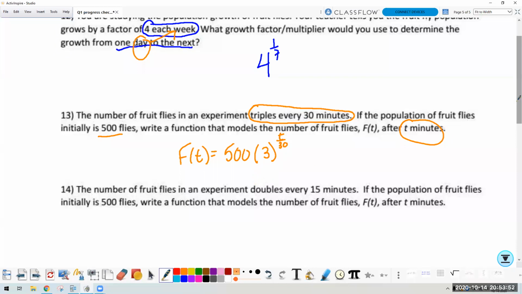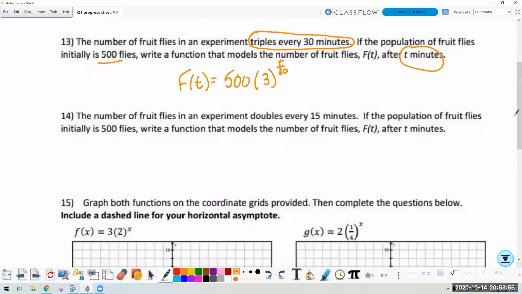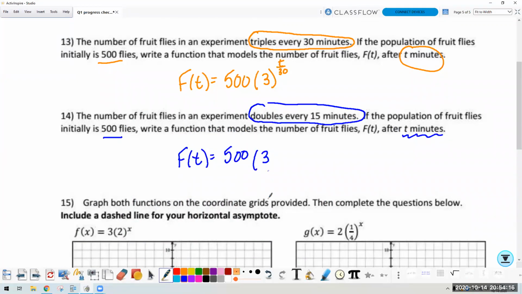And now for 14, more fruit flies. Now we're going to double every 15 minutes. We still start with 500 flies. And now it's still a function after t minutes. So we have f of t, initial value, multiplier, now it's double. But instead of just in minutes, it's every 15 minutes, so it's t over 15 as your exponent.